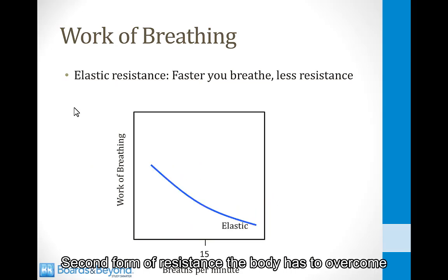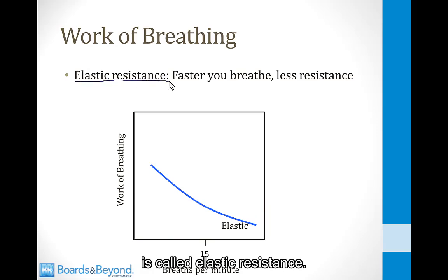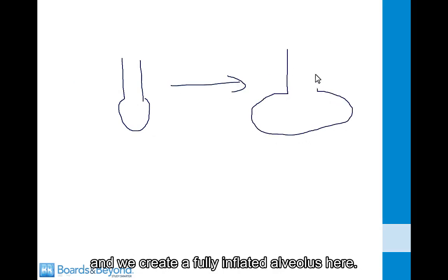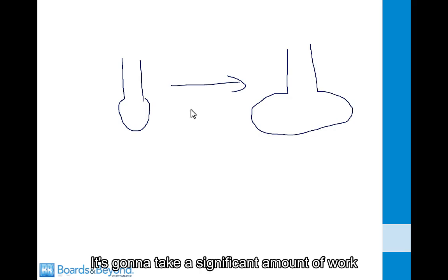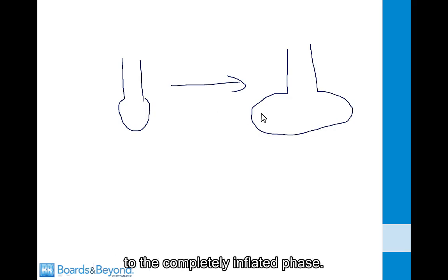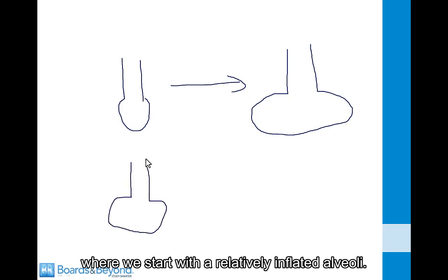Second form of resistance the body has to overcome is called elastic resistance, and the best way to understand this is with a picture. Let's take a bronchi here that's connected to a relatively deflated alveoli, and now let's suppose we draw in a breath of air and we create a fully inflated alveolus here. It's going to take a significant amount of work to go all the way from the relatively deflated phase to the completely inflated phase.